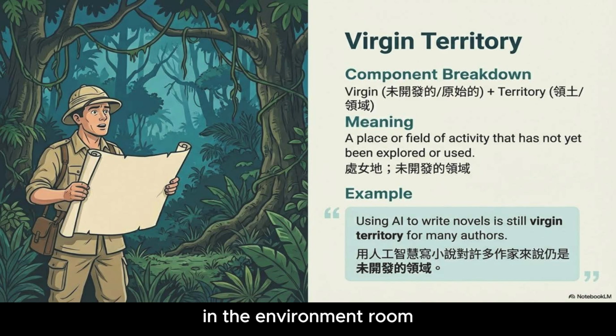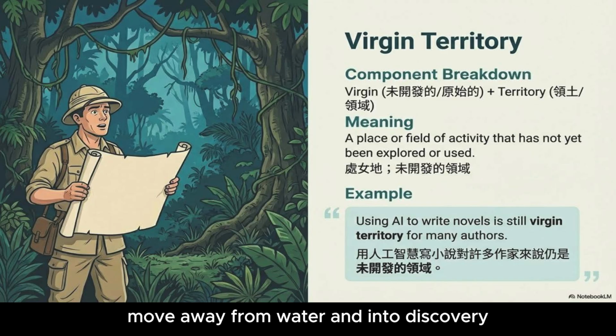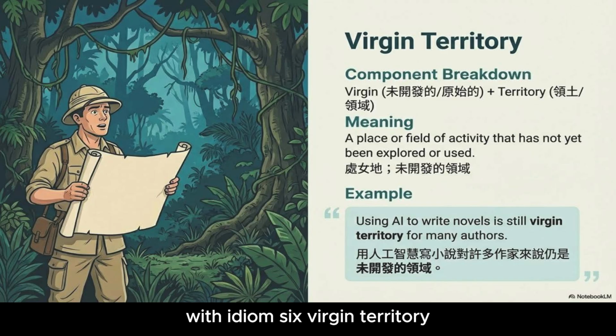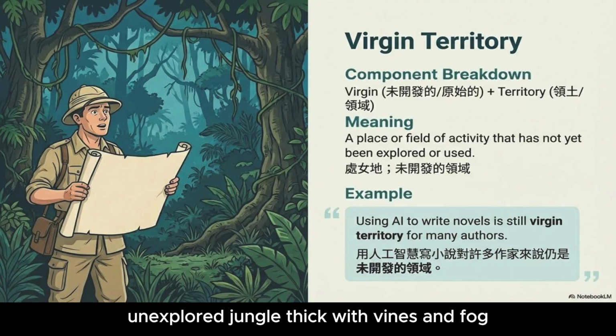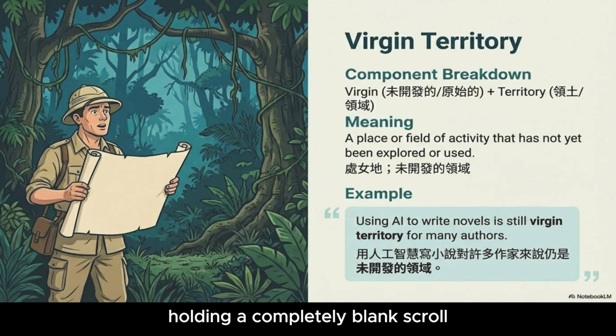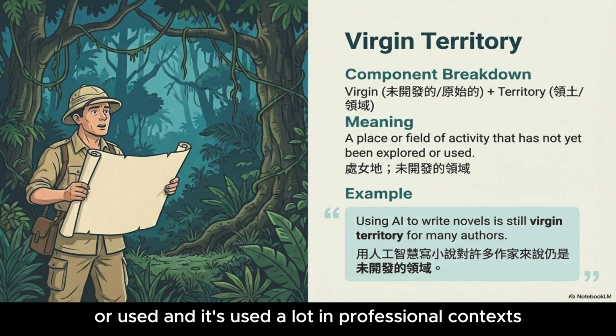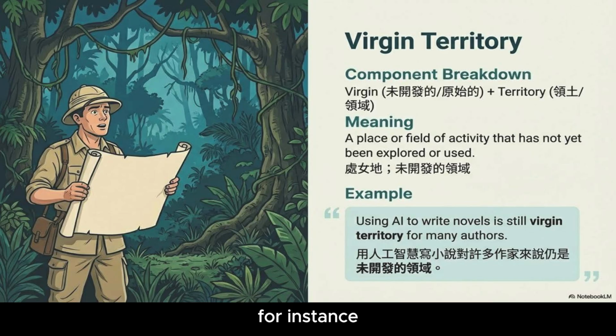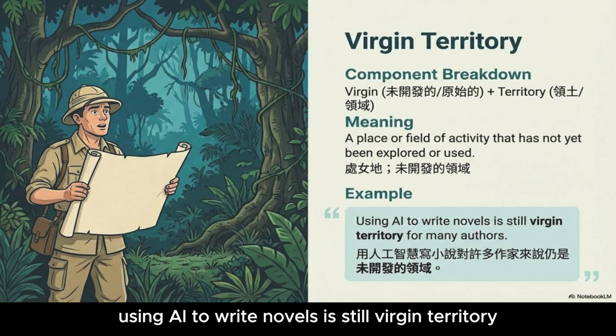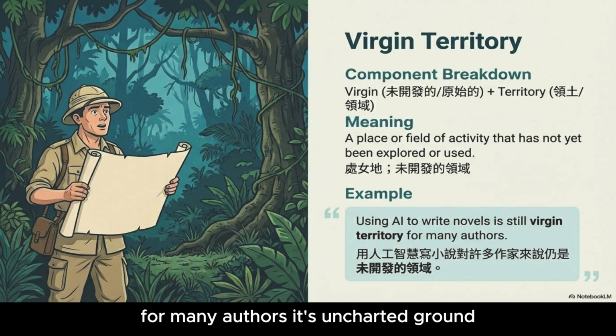Okay, and for the last one in the environment room, we move away from water and into discovery with idiom 6, virgin territory. The visualization here is a dense, unexplored jungle, thick with vines and fog. And there's a map maker at the edge holding a completely blank scroll. The unknown. It represents the unknown. So the meaning is a place or a field of activity that has not yet been explored or used. And it's used a lot in professional contexts, right? Very much so. For instance, using AI to write novels is still virgin territory for many authors.